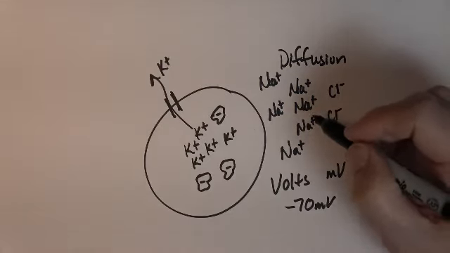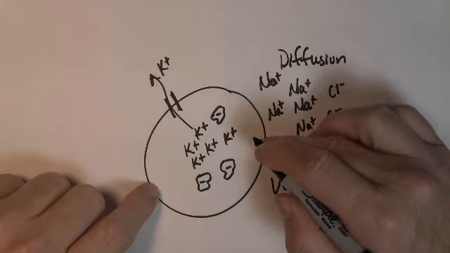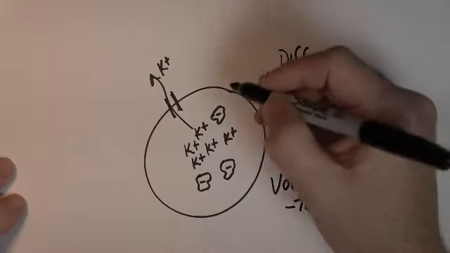Now, there are some other special proteins that are found in the membrane, and these are called voltage-regulated channel proteins.